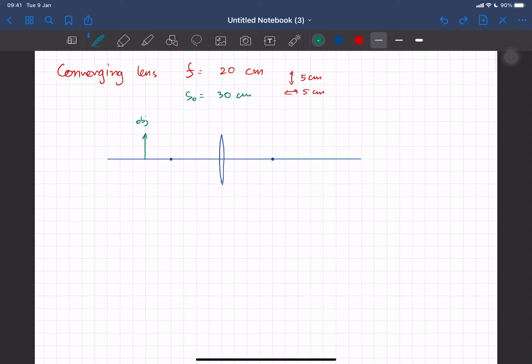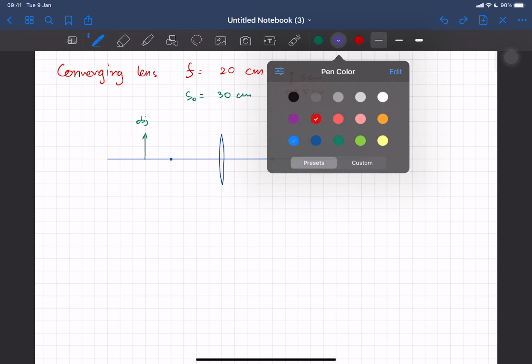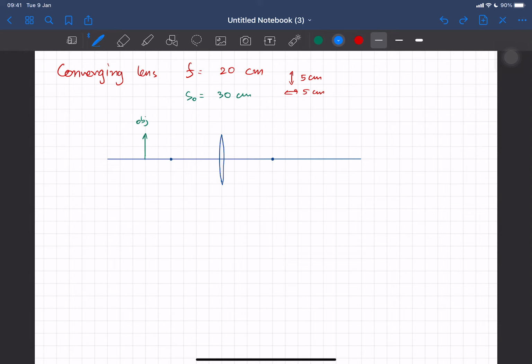So where is the image going to be? So we do, again, two lines. The first line is the one that goes through the center of the lens. So we can just draw it like this. And with the help of this new tool, I can do this. Okay, so that's the first line going through the center of the lens. Just a straight line because there is no refraction whatsoever through the center of the lens.